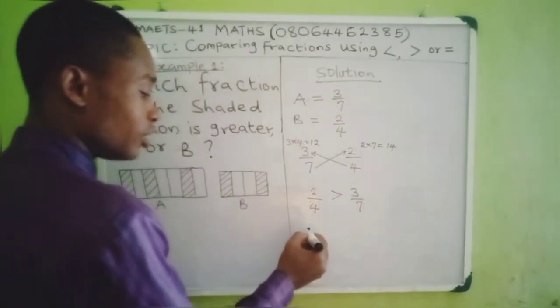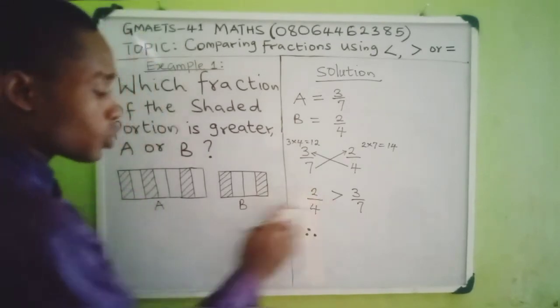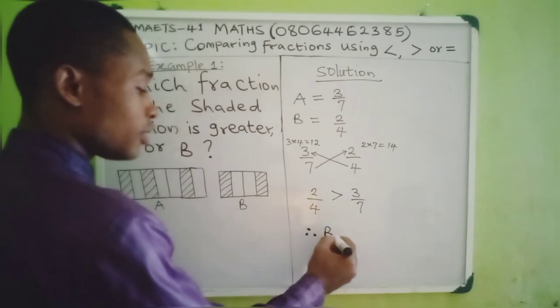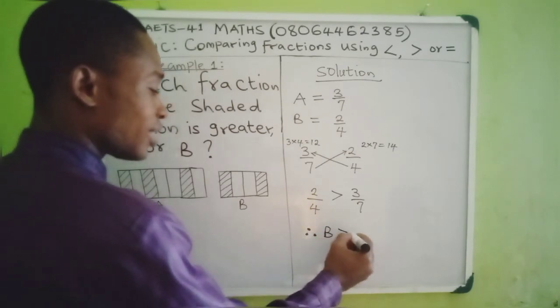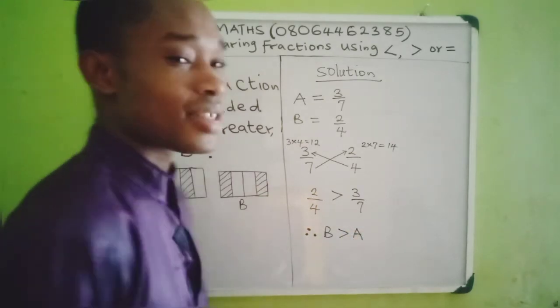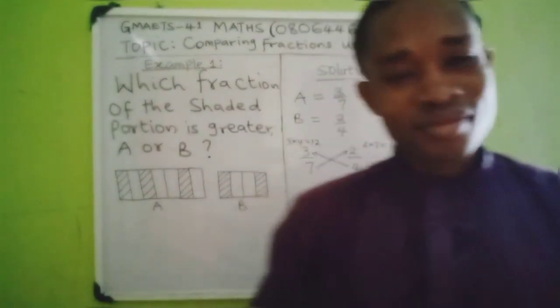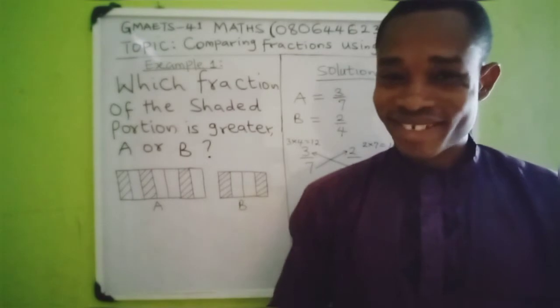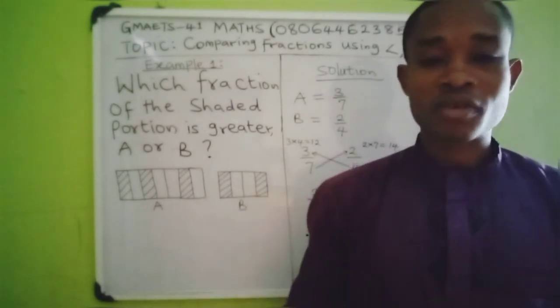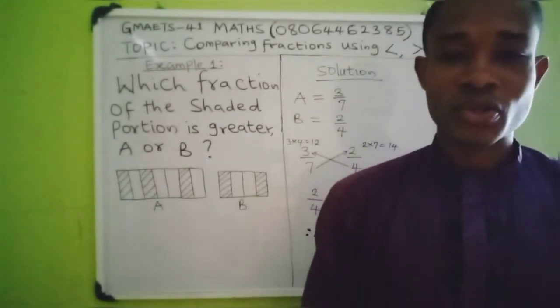We can now conclude. Remember that 2 over 4 is obtained from fraction B. Therefore, we can say that the shape B is greater than that of A. And that is our answer. Guess the trick is pretty simple, right? Good. You use this to solve any form of comparison of fractions.